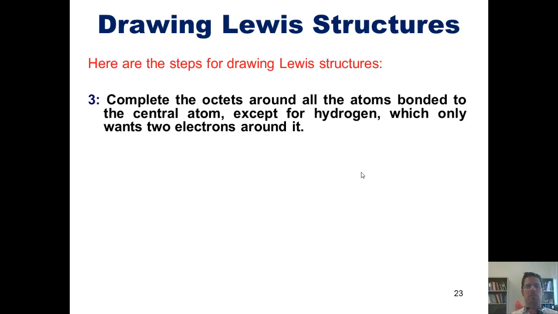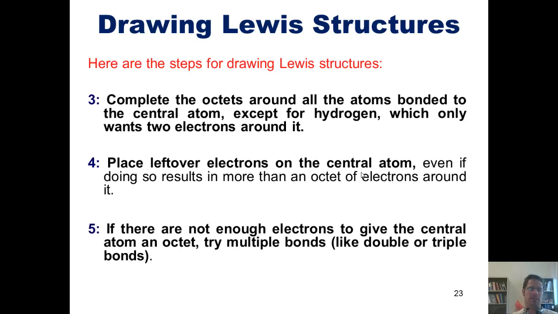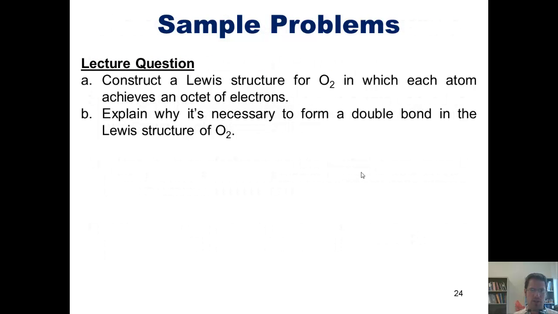3. Complete the octets around all the atoms bonded to the central atom, except for hydrogen, which only wants 2 electrons around it. 4. Place leftover electrons on the central atom, even if doing so results in more than an octet of electrons around it. And 5. If there are not enough electrons to give the central atom an octet, try multiple bonds, such as double or triple bonds. You got that? All right.